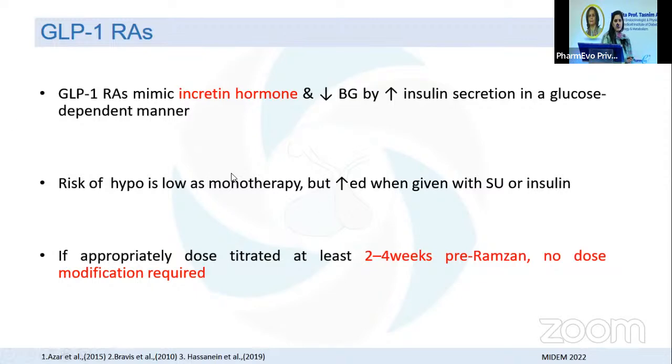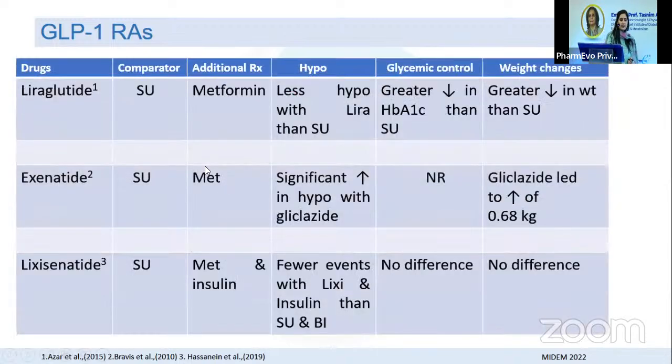I'll be referring to a few studies which were conducted on the different drugs belonging to this class. Liraglutide, when it was compared to sulfonylurea, while patients were already taking metformin, it was seen that the patients in the liraglutide arm had less hypo than with sulfonylurea. HbA1c control was better and weight reduction was better. We know that sulfonylurea results in weight gain, so we had the benefit of weight reduction with liraglutide.